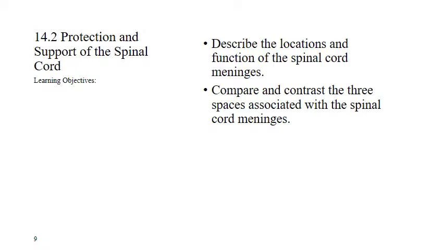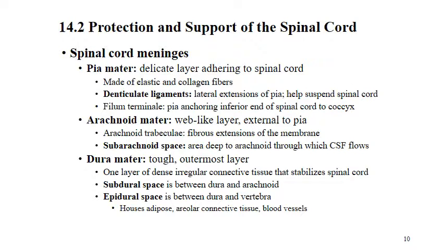All right, moving on to the protection and support of the spinal cord. So we want to describe the locations and function of the spinal cord meninges. These are the same layers that we find within our cranium and the layers that are protecting those connective tissue pieces that are connecting our brain. And then we want to compare and contrast the three spaces associated with the spinal cord meninges. All right, so the spinal cord meninges, same as we saw in the cranium, we've got the pia mater, the arachnoid mater, and the dura mater.